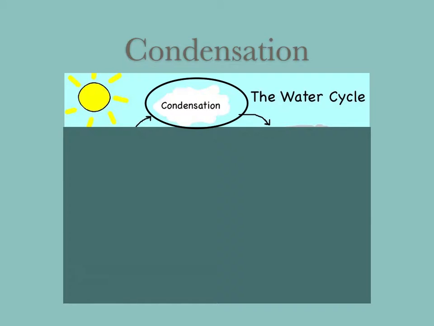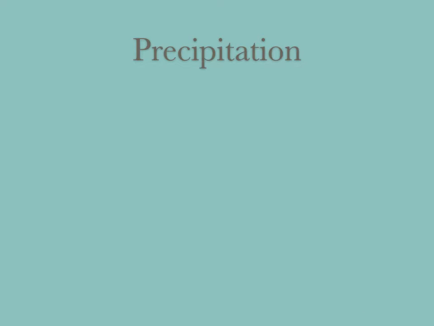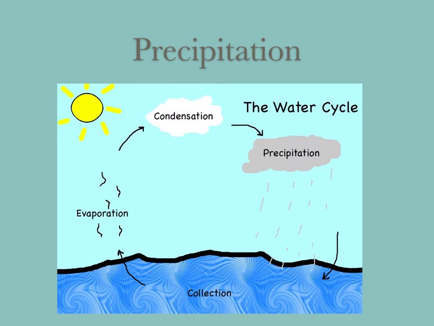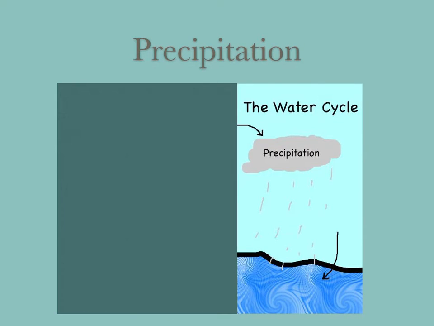What happens when the cloud becomes too heavy with water? Precipitation. Precipitation is the third part of the water cycle. Precipitation is over on the right of our diagram. Let's take a closer look at this gray cloud to learn more about precipitation.